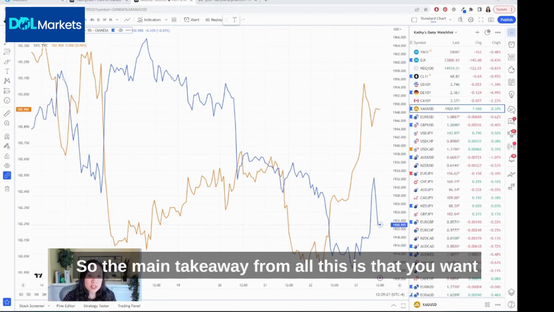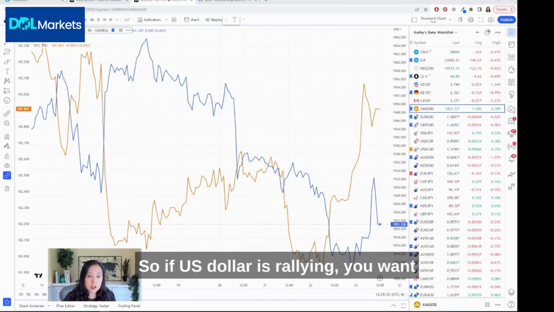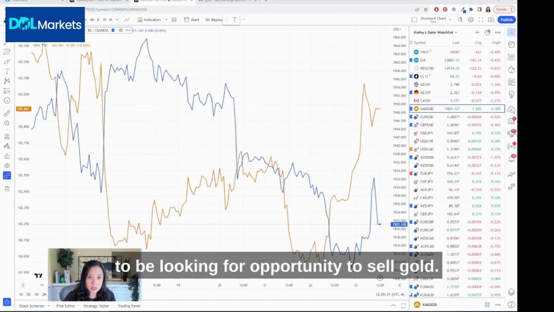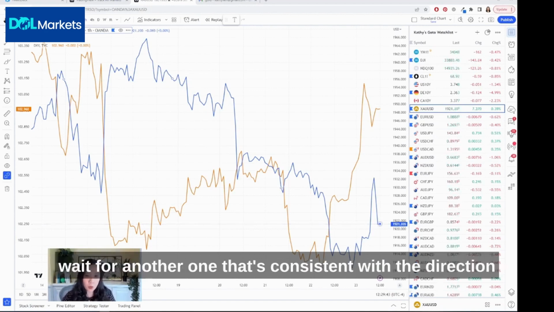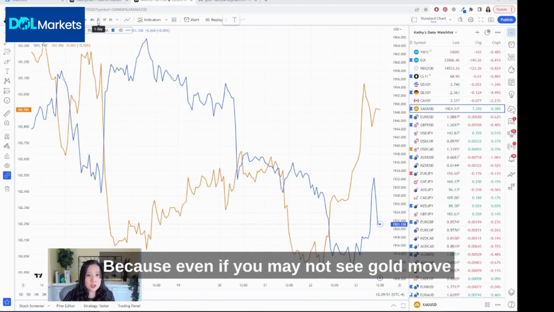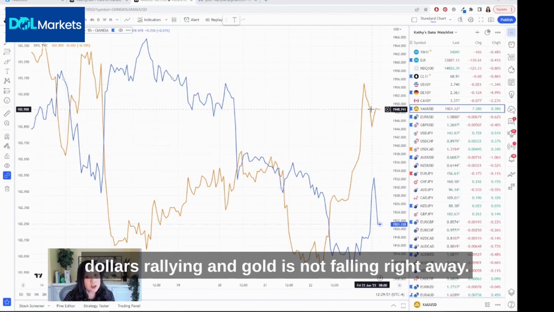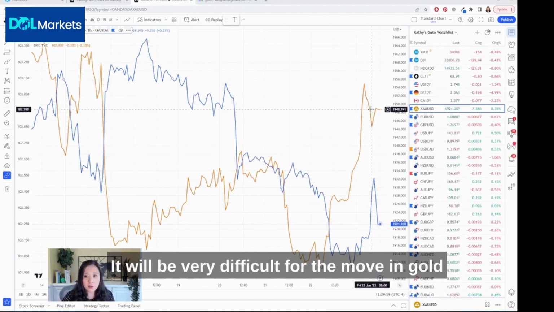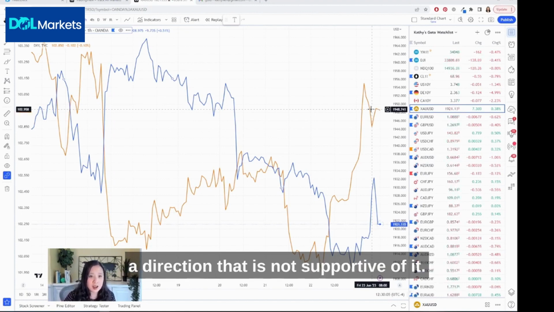So the main takeaway from all this is that you want to be aligned with the direction of the US dollar. If the US dollar is rallying, you want to be looking for opportunities to sell gold. And if you have a trading setup that's telling you to buy gold when the US dollar is rallying, maybe you want to skip that signal and wait for another one that's consistent with the direction the US dollar is moving. Because even if you may not see gold move right away, like here, where the US dollar is rallying and gold is not falling right away, it will be very difficult for the move in gold to be sustained if the US dollar is moving in a direction that is not supportive of it.